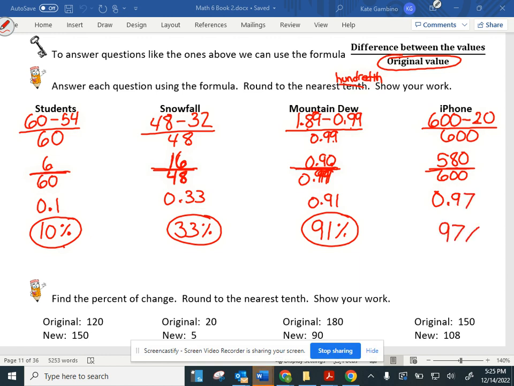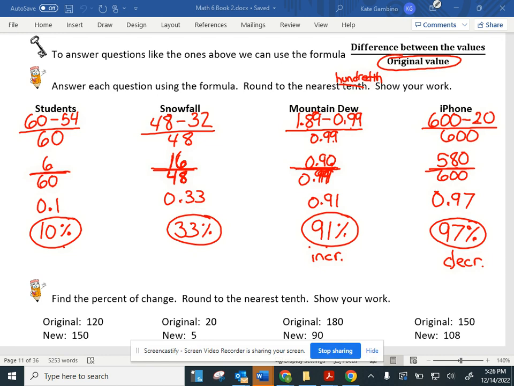So there was a 97% decrease in price. So going from $600 all the way down to $20 was a 97% decrease in price. So for the Mountain Dew, it increased. For the iPhone, we decreased in price, but we used that same formula either way because we're just looking for the percent of change. Doesn't matter if it was an increase or a decrease, we're looking at that percent of change. So same formula for both the increase and the decrease.